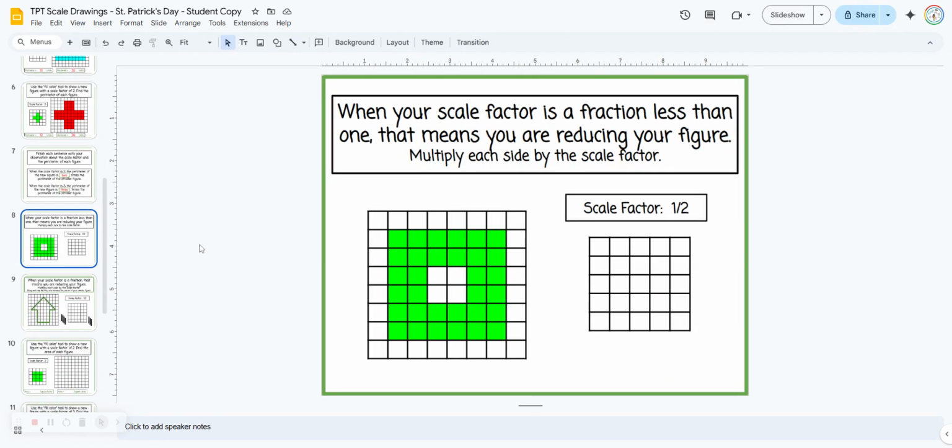Now the next slide is going to show when you're scaling down. So if the scale factor is a fraction less than 1, that means our new figure is going to be smaller. So we're going to multiply each of these measurements by 1/2 or divide by 2.